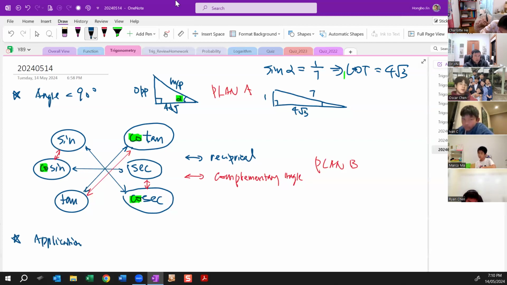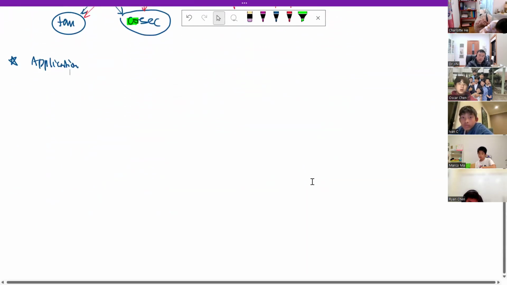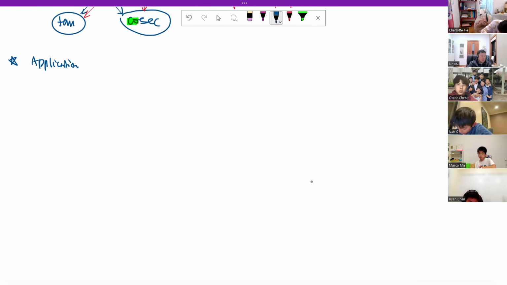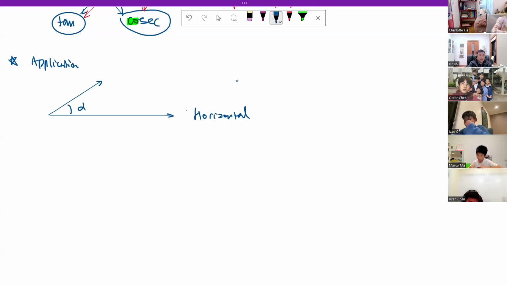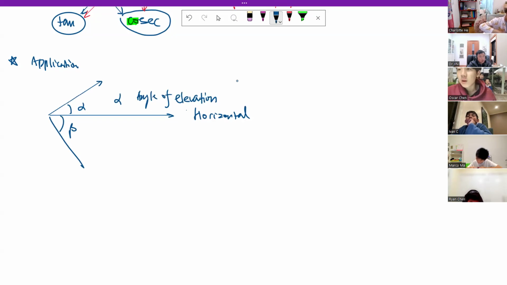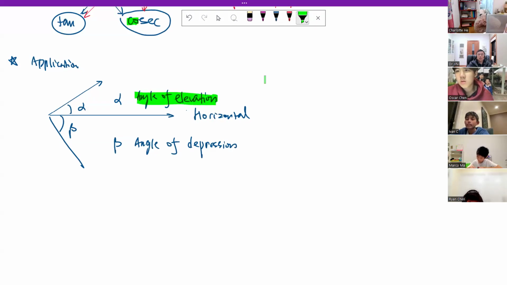In terms of application, there is terminology that you need to get your head around. In order to give you a very clear definition, first you draw a benchmark, which is, I think it's called due east, something like that. Not necessarily east, right? So horizontal. This is the horizontal one. The horizontal one is the benchmark. If you go up, this is called alpha, and if you go down, it's called beta. The alpha is called the angle of elevation, while the beta is called the angle of depression. So these are two terminologies that you're using.